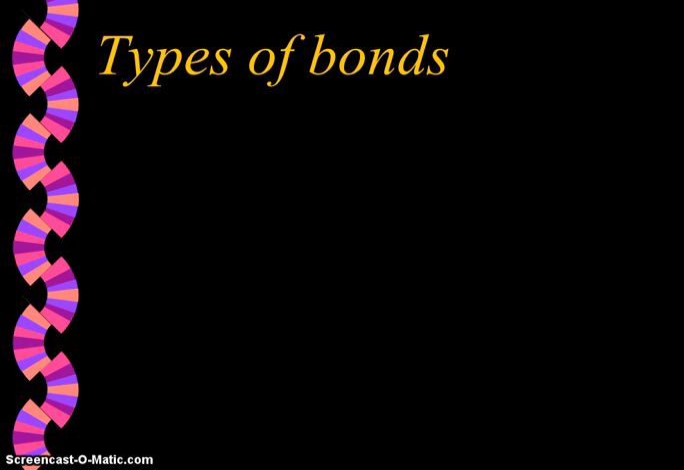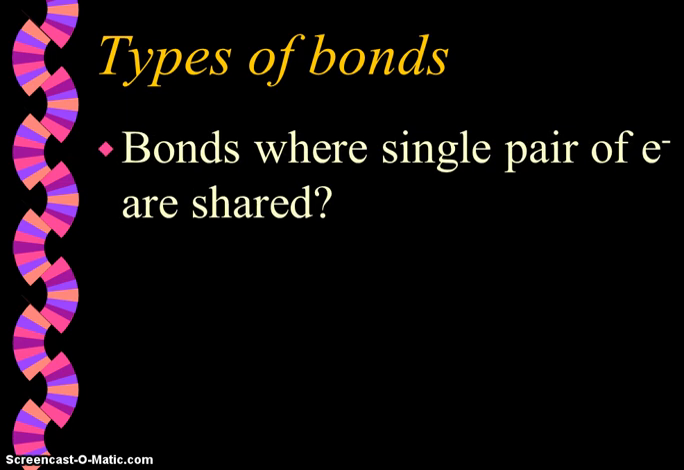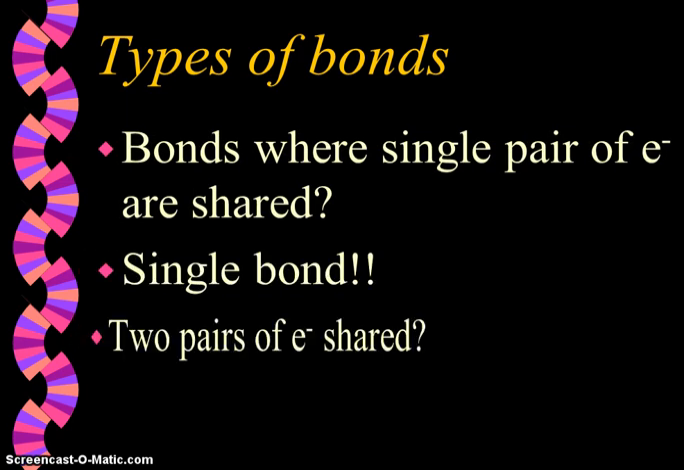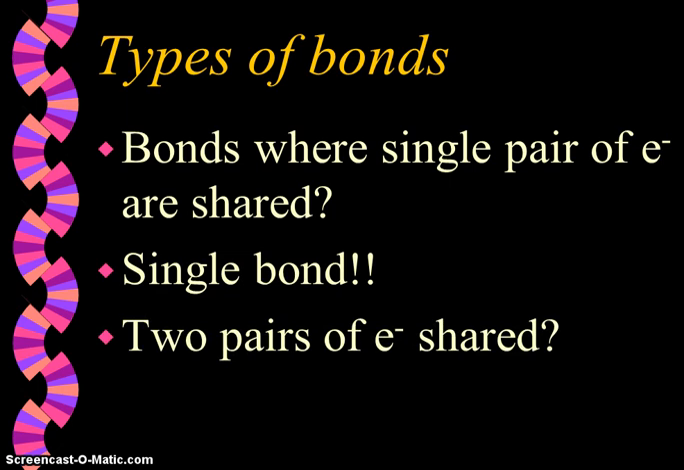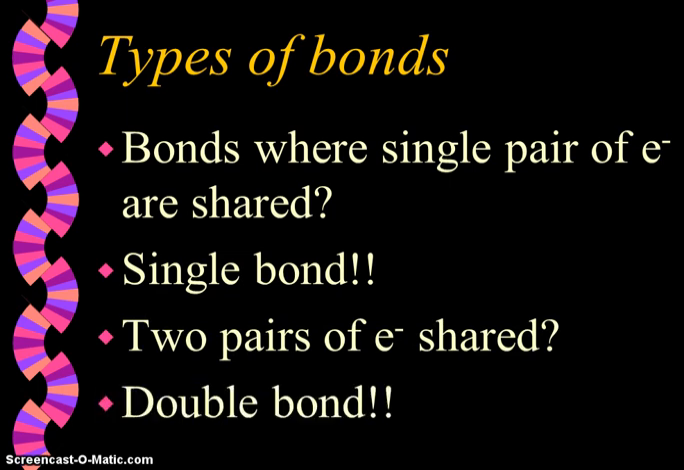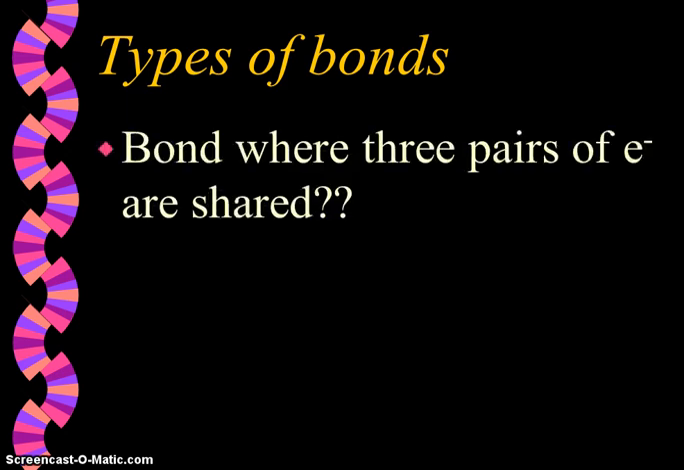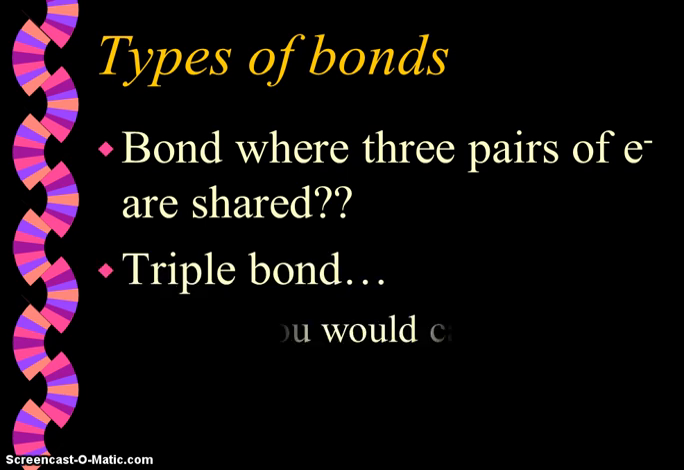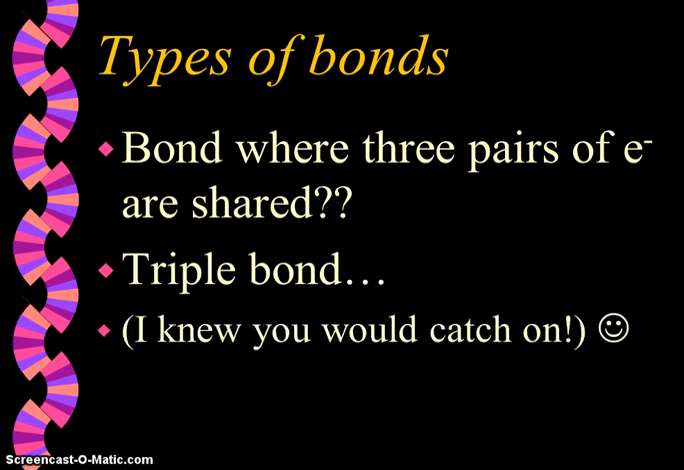So we have three types of polar covalent bonds that we want to talk about. Bonds where a single pair of electrons are shared is called a single bond. When two pairs of electrons are shared, we'll call it a double bond. So a bond where three pairs of electrons are being shared would be a triple bond. I knew you'd catch on.